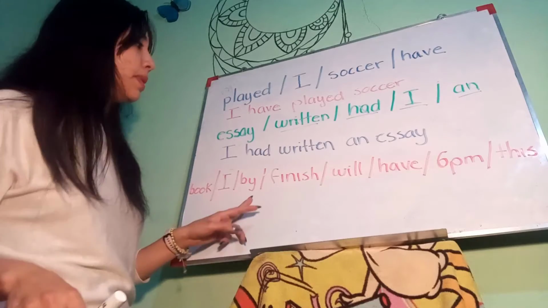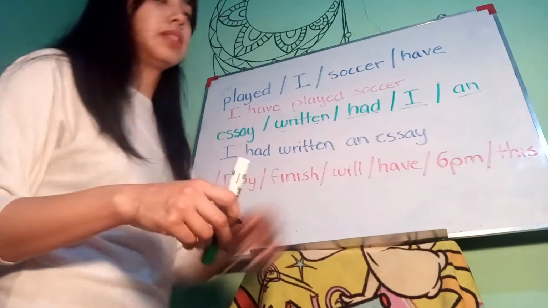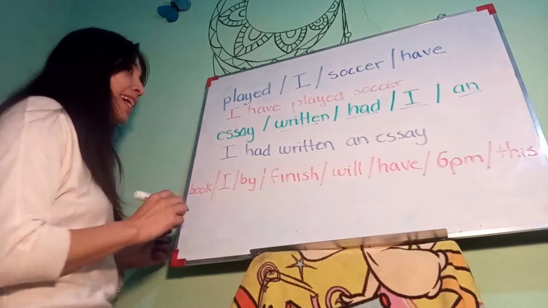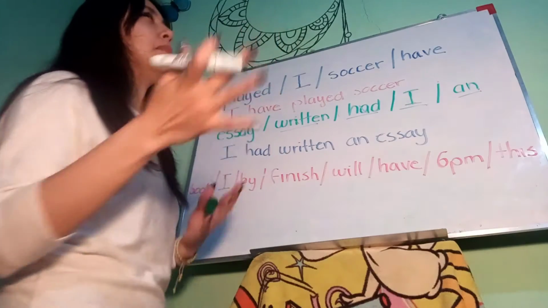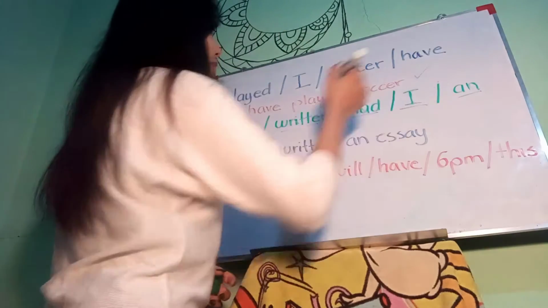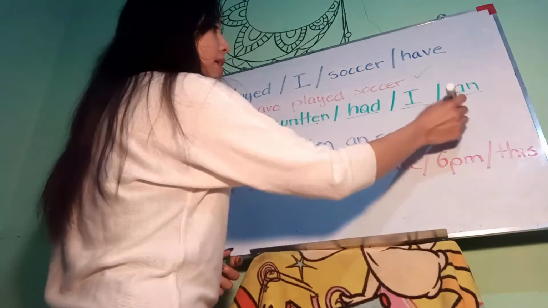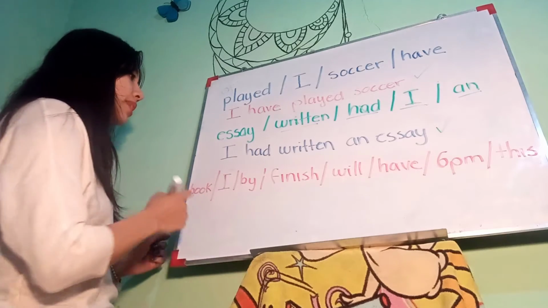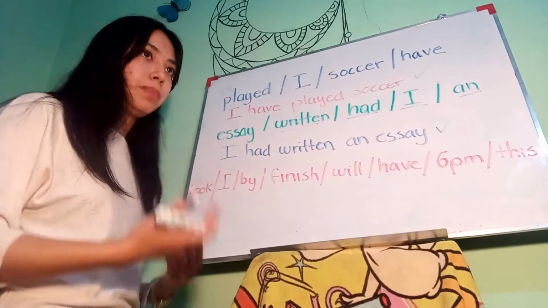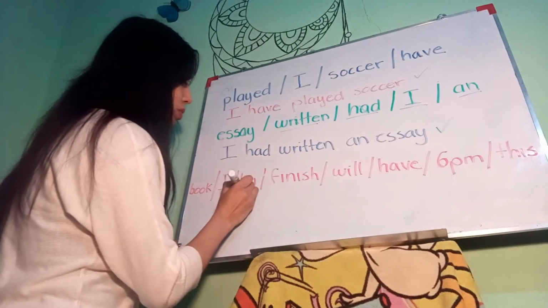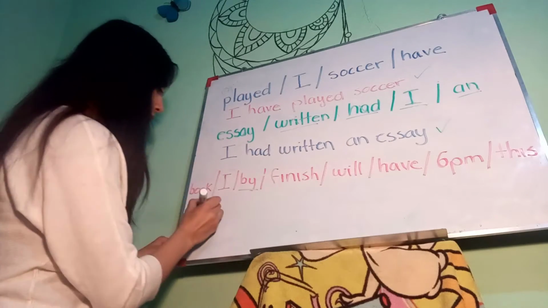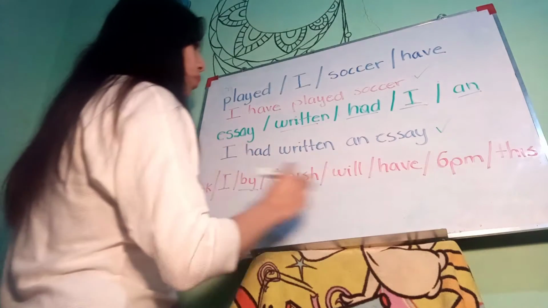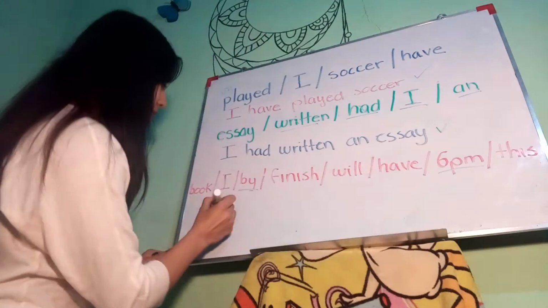Next: is, book, I, by, finish, will, have, 6 p.m., this. What do you think is the correct order? Exactly. If I'm talking about present perfect, past perfect, what do you think this sentence is? Exactly, future perfect. So we need to start with by. What is the next? By 6 p.m.